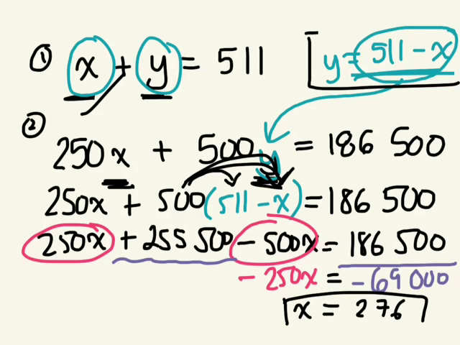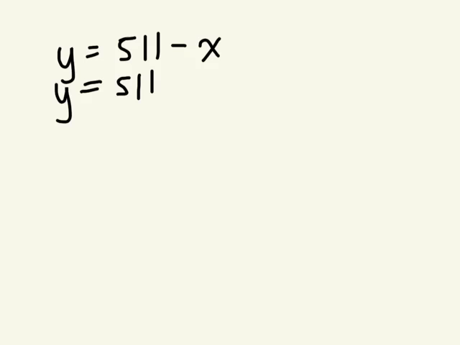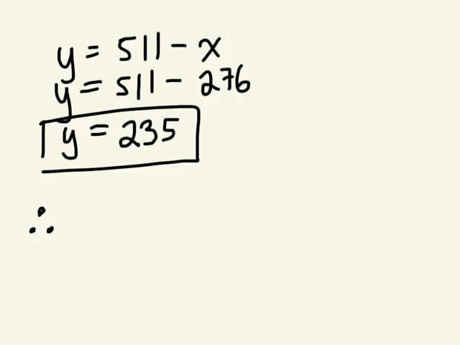Well, we can use either of these equations to find y. We can also use this equation. This represents the exact same thing, right? Why not use that? Because y is already isolated. Y is equal to 511 take away x. Well, we just figured out that x was 276. So 511 take away 276, what is it? What does y equal? 235. The question asks you to find how many jars of each size.